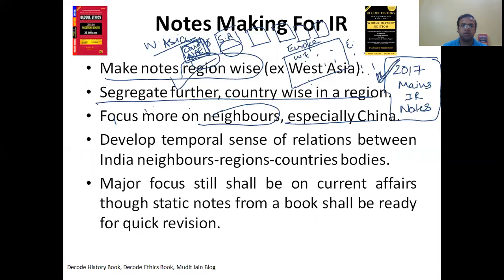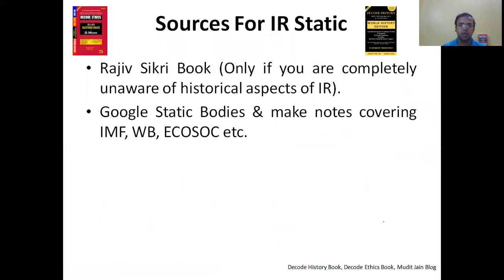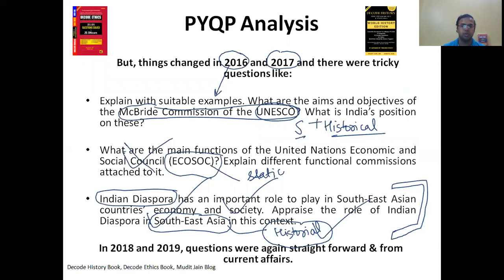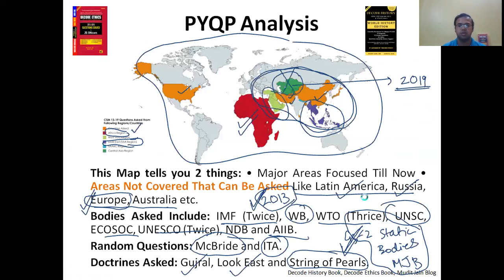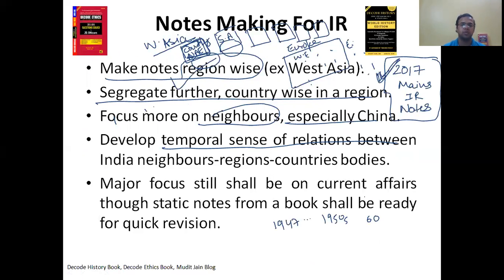Then develop a temporal sense of relations. By this I mean, how were the relations between India and, say, Southeast Asia before 1947, then how were the relations in the 1950s, then the 60s, 70s, 80s. There you should have a chronological sense of things, a temporal sense of things, that will help you in answering questions like this one on the Indian diaspora, as well as other questions. It is always easier to remember things when you read them in chronology. So focus on neighbors, focus on temporal sense. And apart from that, the major focus area still has to be current affairs, but then as I told you, notes of static portions have to be prepared.